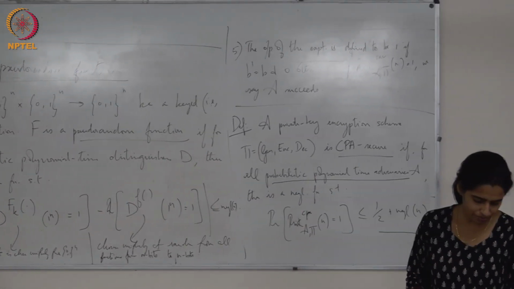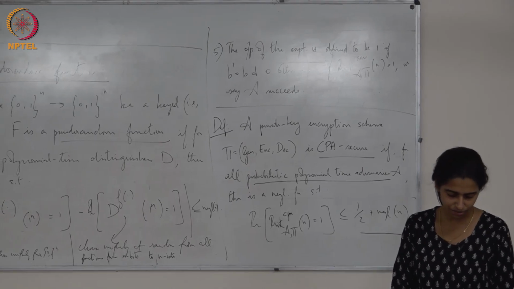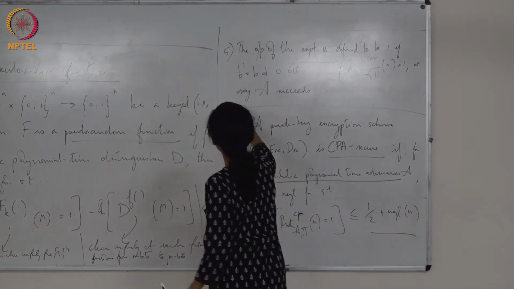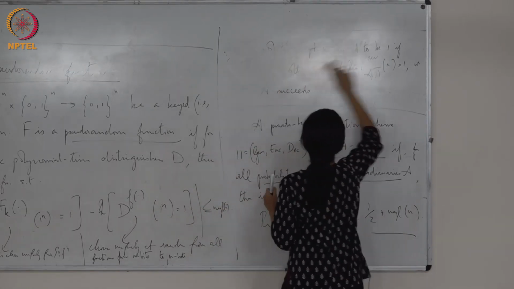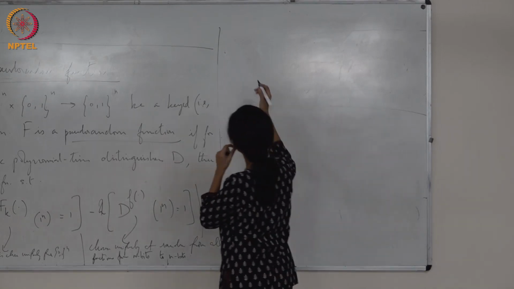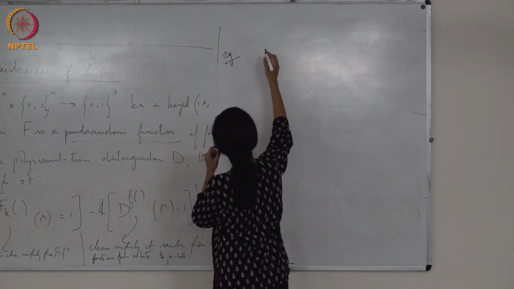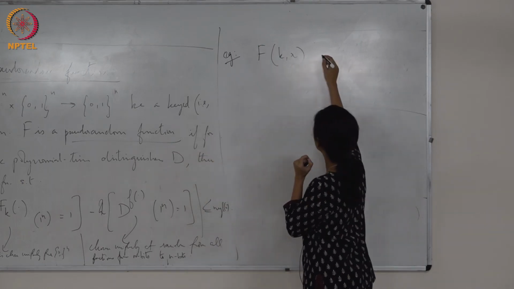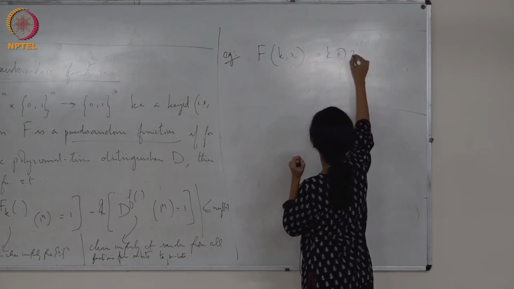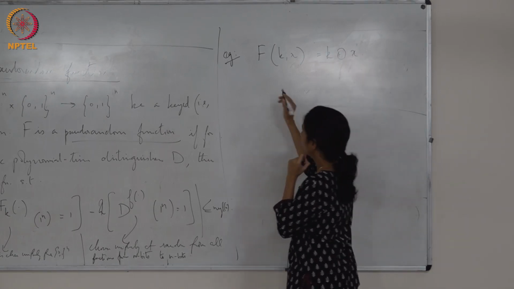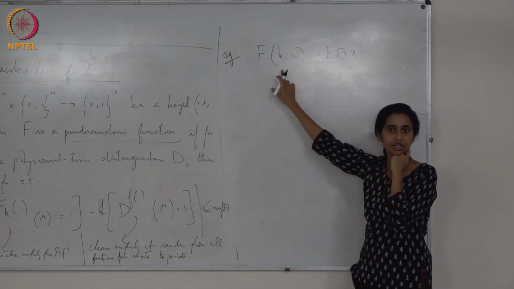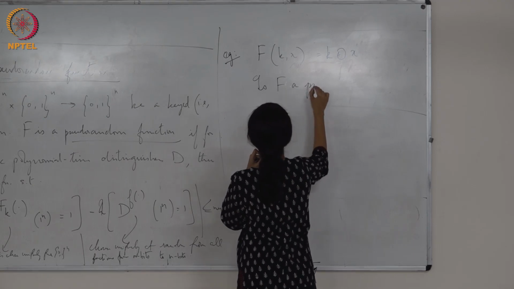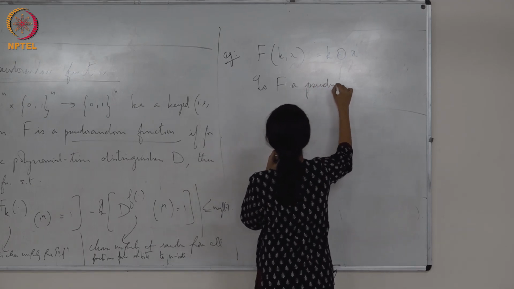So I will stop with that here, or maybe we can try an example. I won't want to take too much time though. So let us try an example. I am defining f of k comma x as k XOR x. This is my definition of f. So is f a pseudo-random function?